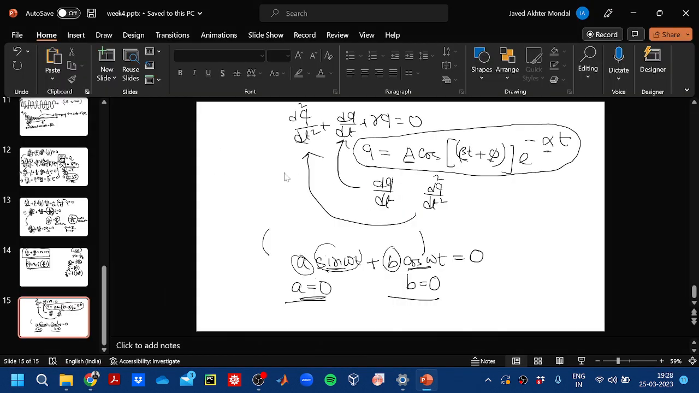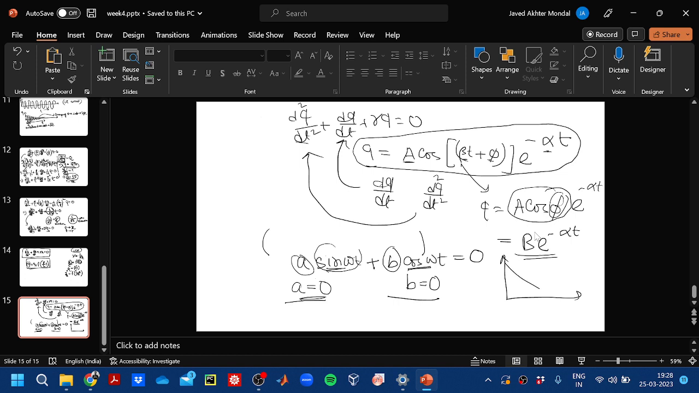If we have beta to be 0, then from the equation that we have, if we put here beta equal to 0, then we have q equal to a cosine of phi into e to the power minus alpha t. And since phi is a constant, this is now a new constant, and we can write this as b e to the power minus alpha t. So there is no oscillation present in the system if beta is 0. So q will be purely decreasing.